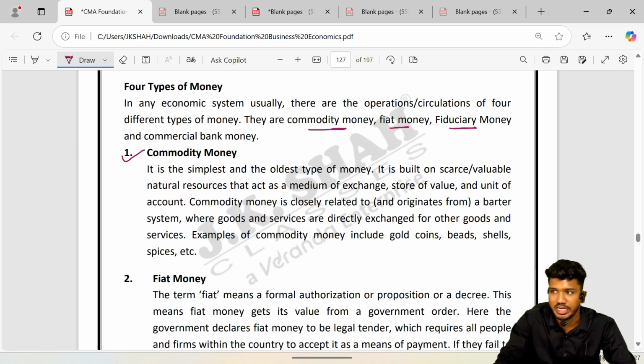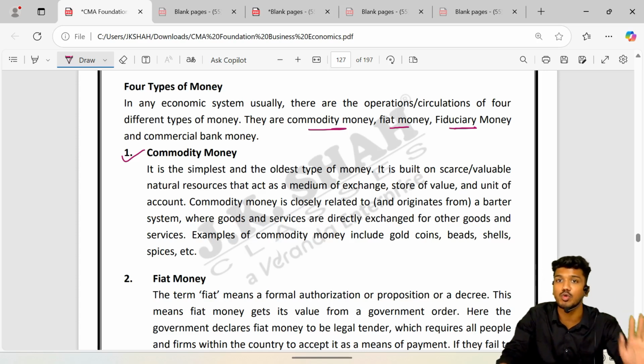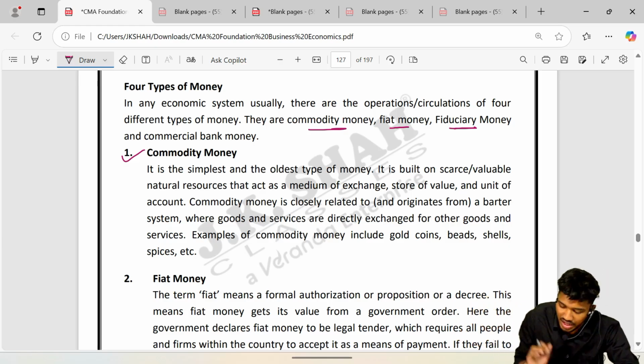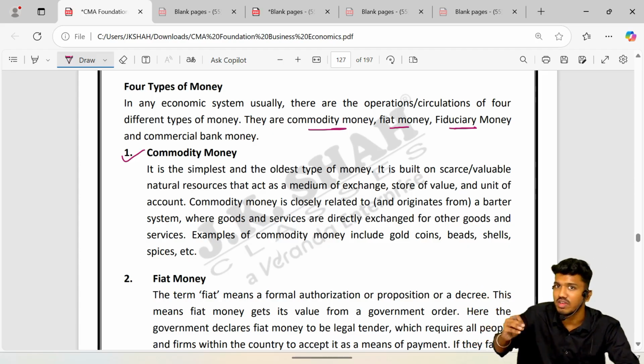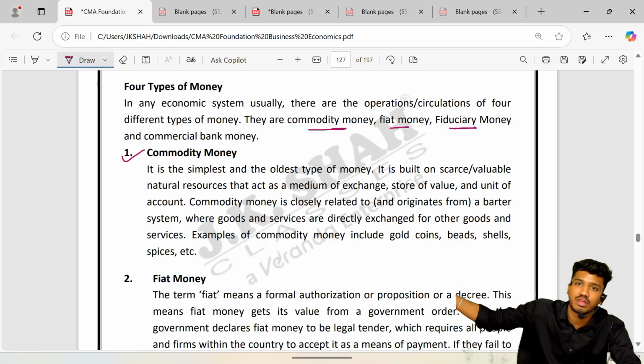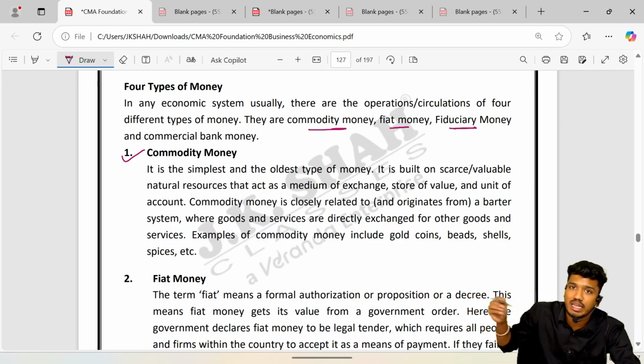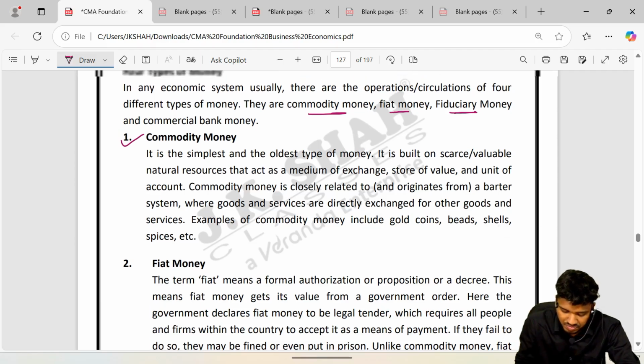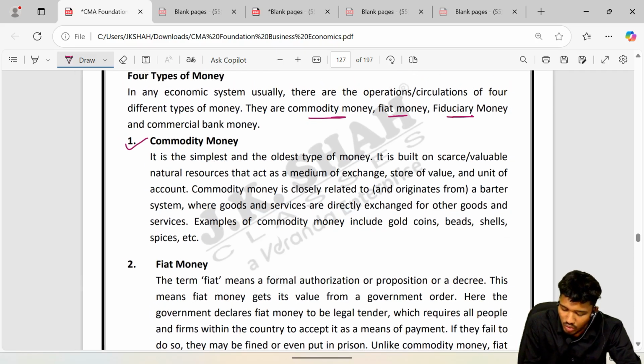Sir, what is commodity money? Commodity money is one of the oldest types of money. It was previously used in the times of the barter system. In order to get other goods, I used to give a commodity in return. So there was no money, but a commodity was exchanged for another commodity. It is the simplest and the oldest type of money.